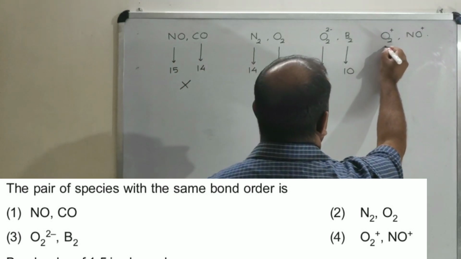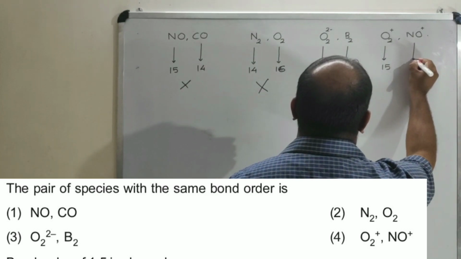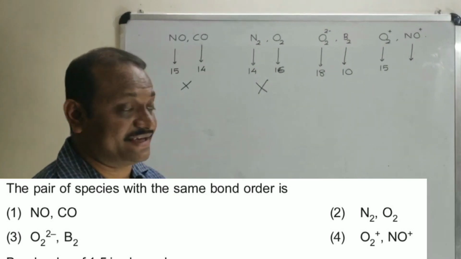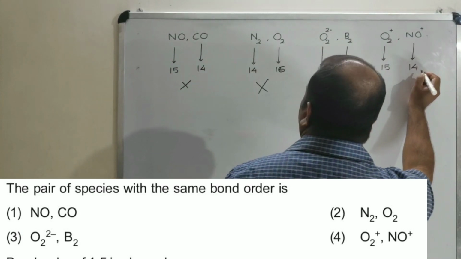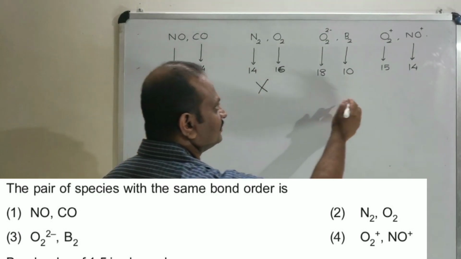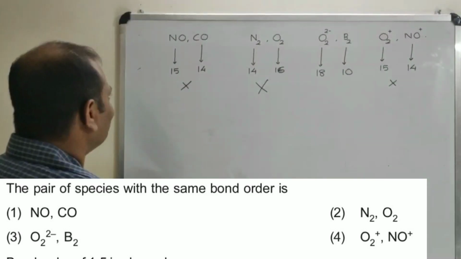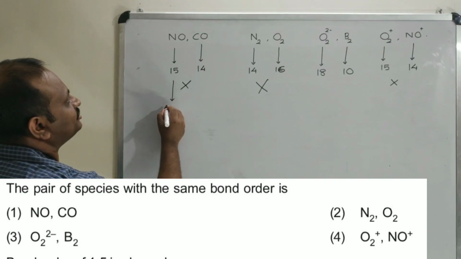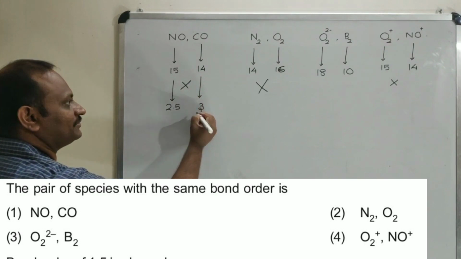Next, O2 plus. What about O2 plus? It's 15. Similarly, what about NO plus? You know, nitrogen 7, oxygen also 7 there because we have a positive charge. So we'll have there 14. Anyway, these two are not our answer. This is not our answer. This one also not our answer. Because we know whenever 15 comes there, bond order is 2.5. And whenever 14 comes, bond order is 3.